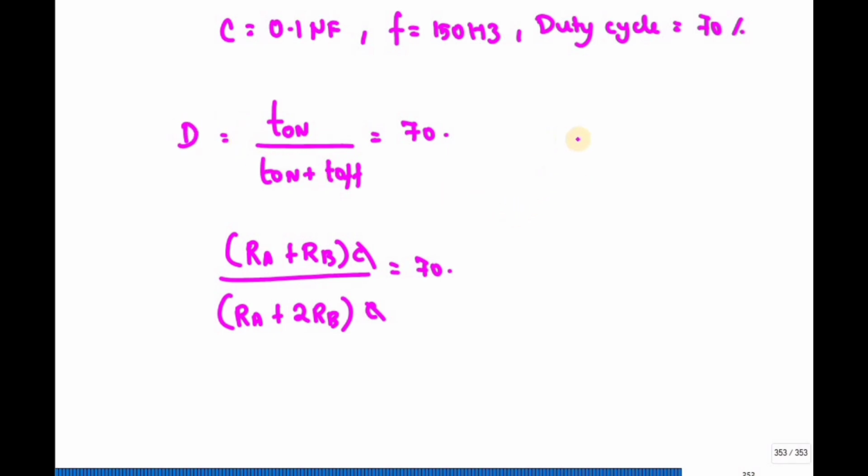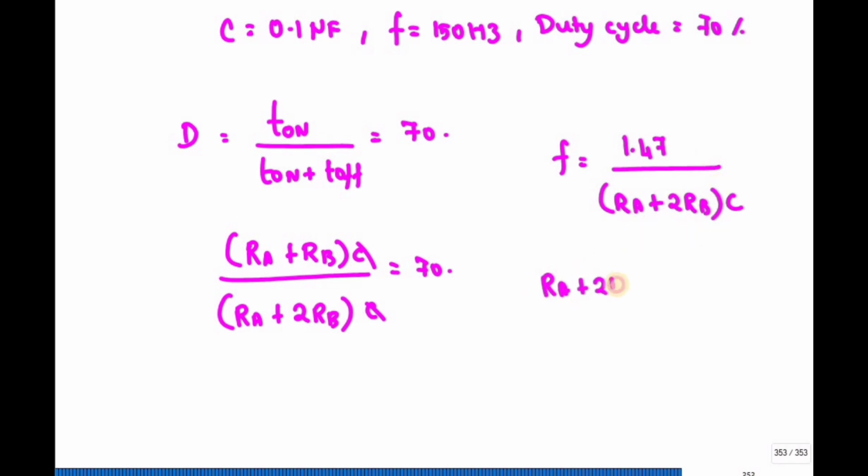Okay, so what is F? F is nothing but 1.47 divided by RA plus 2RB into C. Okay, so if you solve this one, you will get the value of RA plus 2RB, right? RA plus 2RB is equal to 1.47 divided by 150 into 0.1 microfarad, right? So if you solve, you will get RA plus 2RB.